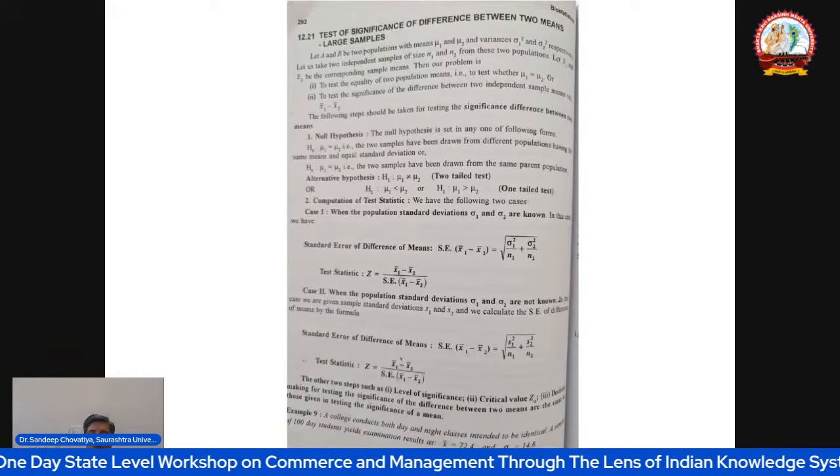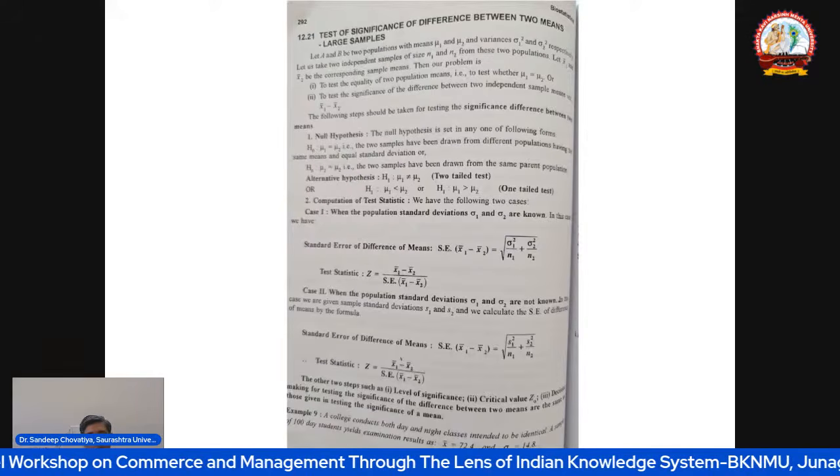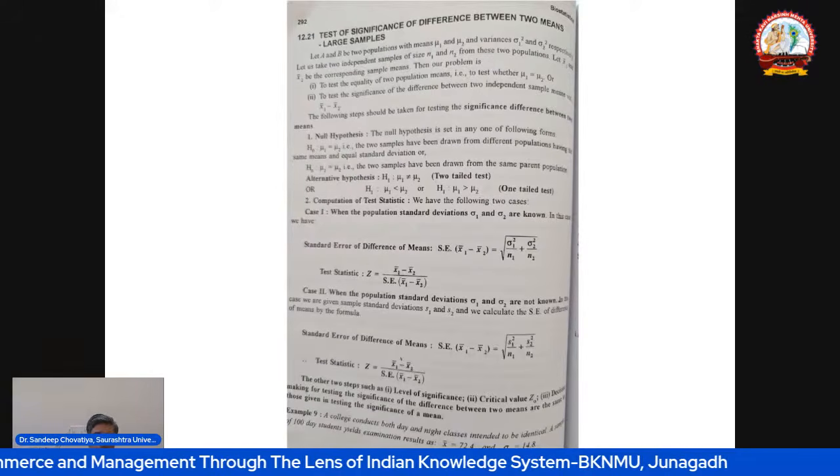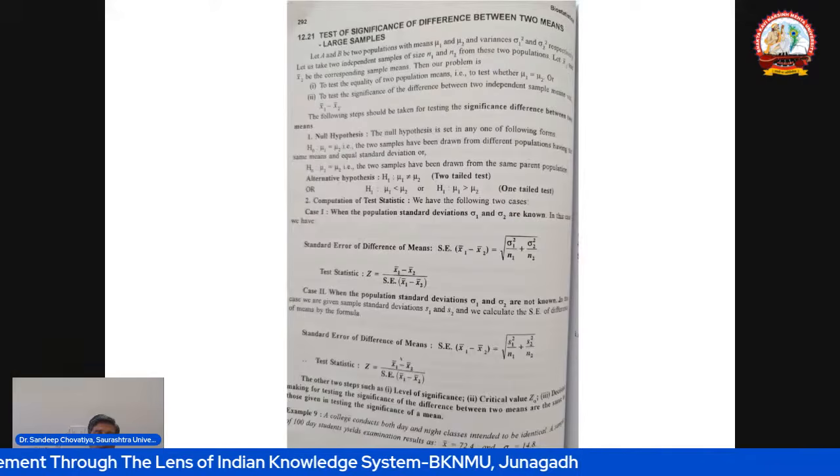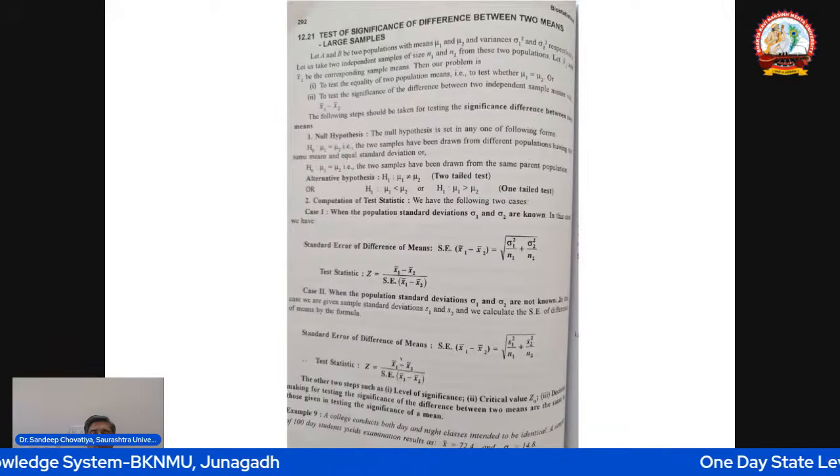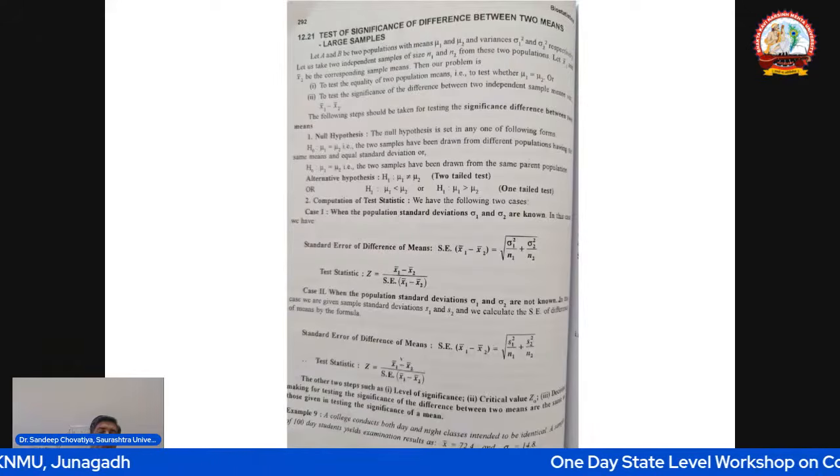We will have to design the working rules, and the whole analysis will be based on whatever the working rules are. So here also there are different steps to find out whether our analysis is significant or not.